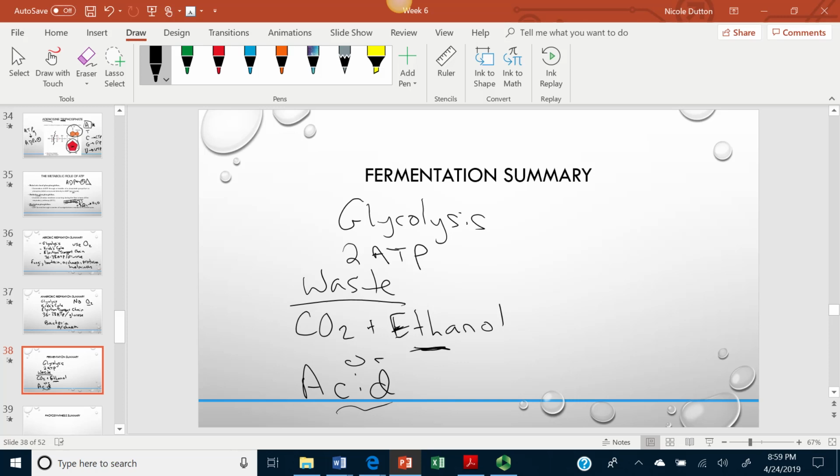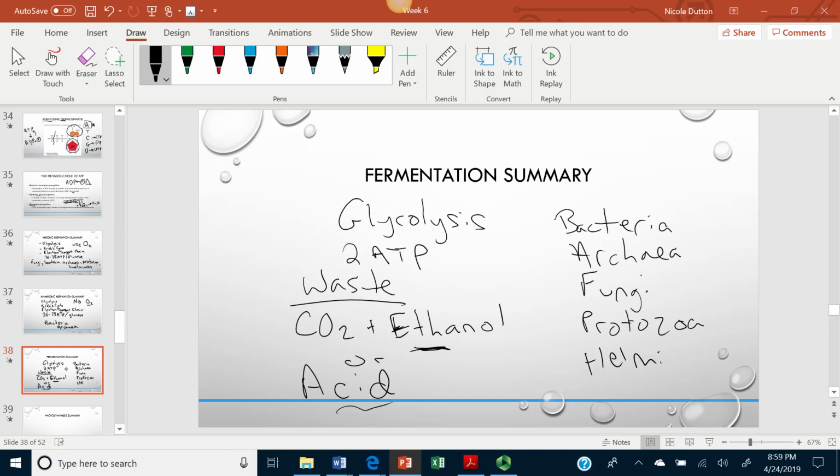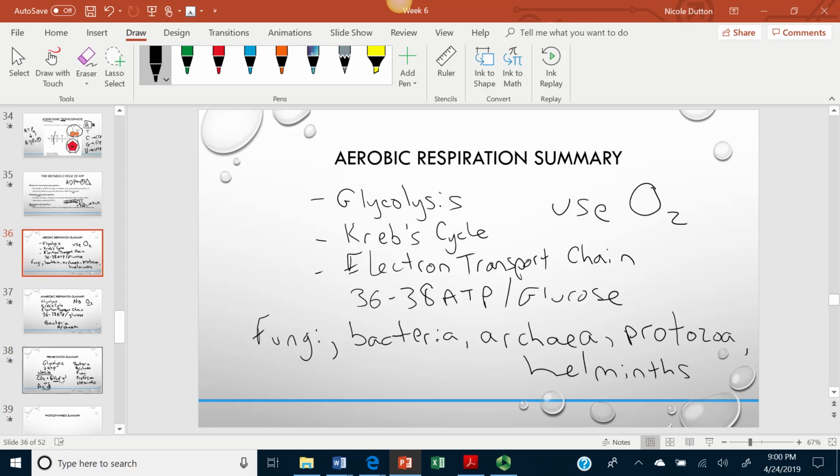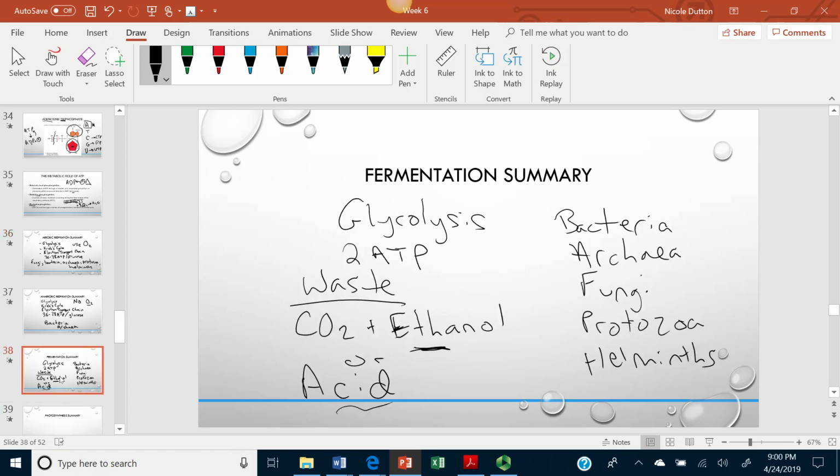The microorganisms that can do fermentation include bacteria, archaea, fungi, and protozoa, and helminths as well. Humans. So what people do is the aerobic respiration, and we do fermentation.